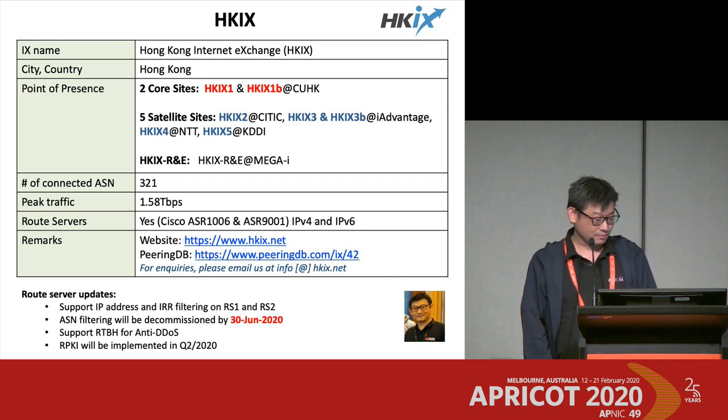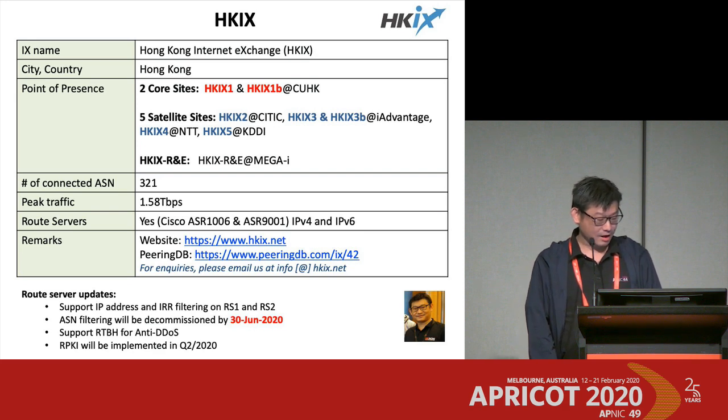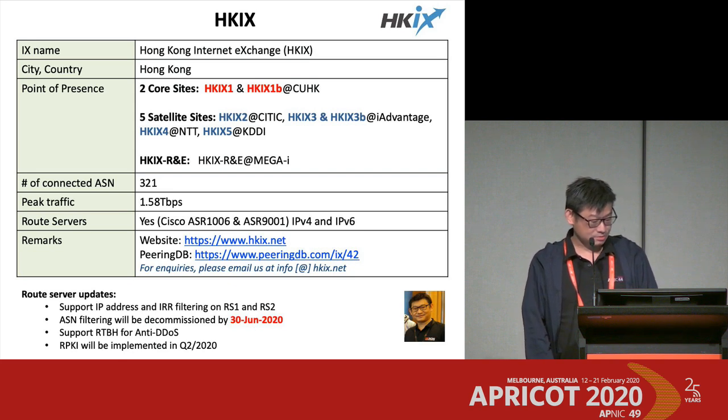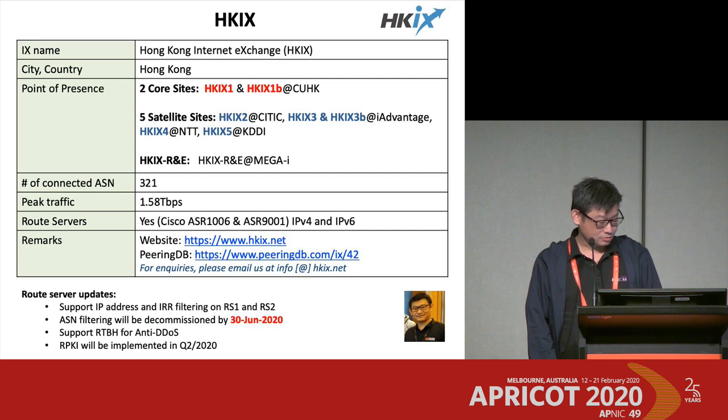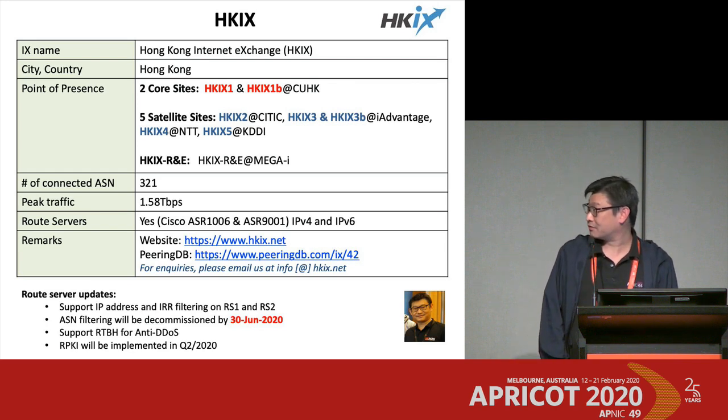For the route server update, we support IP address filtering and IRR filtering on our route servers. For the AS number filtering, we will decommission it by June 30 this year. And we will also support our RPKI in the second quarter of this year.